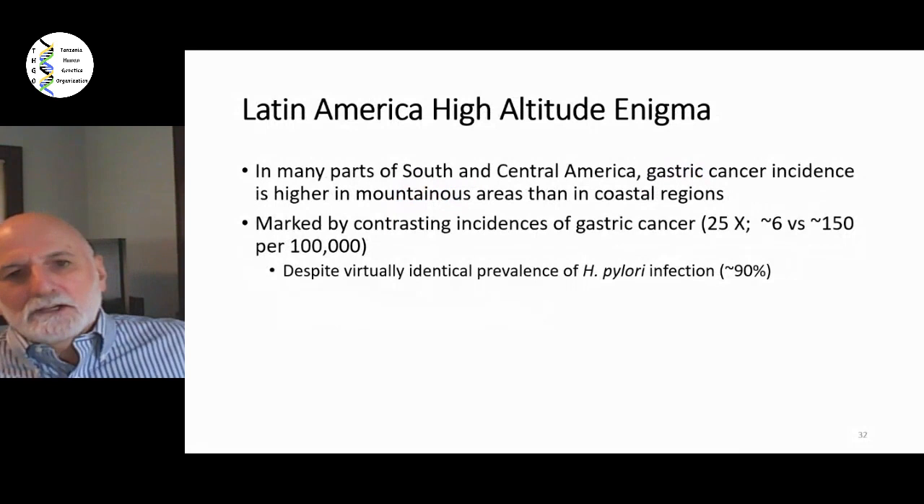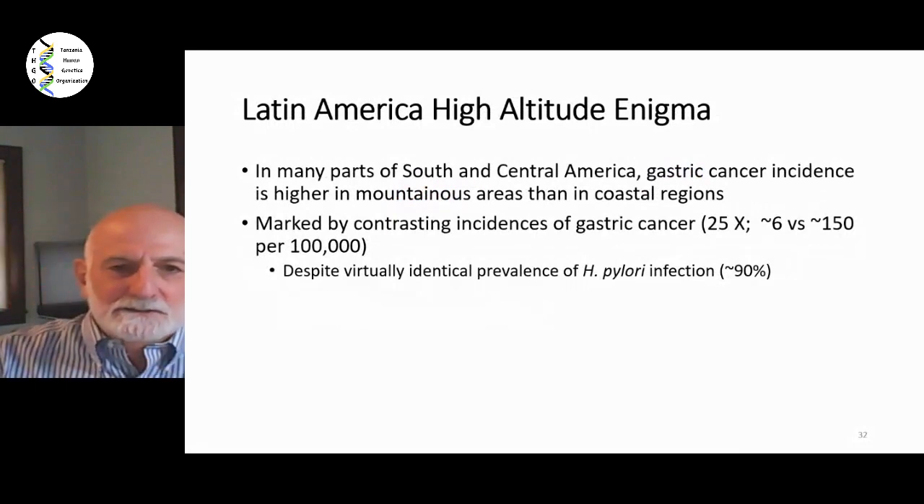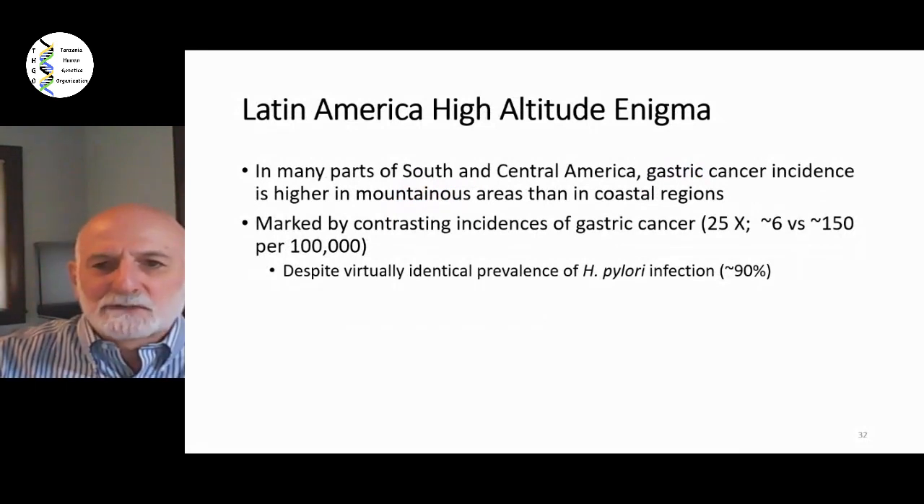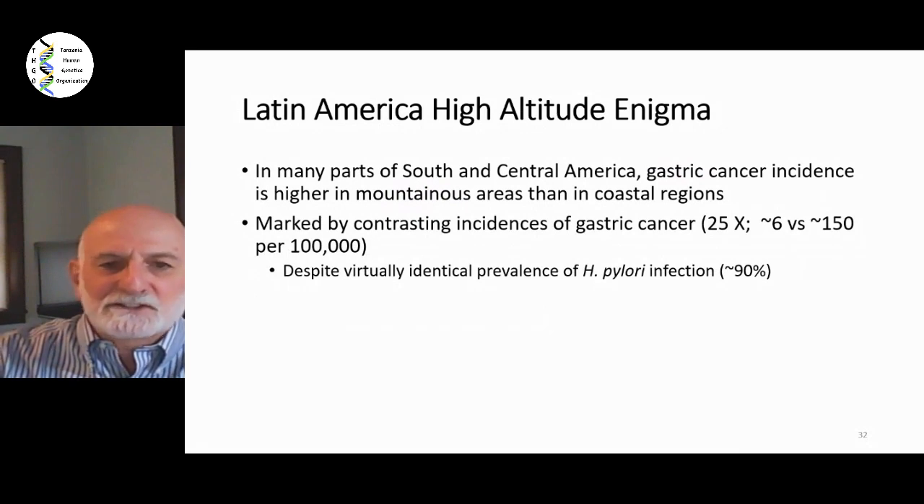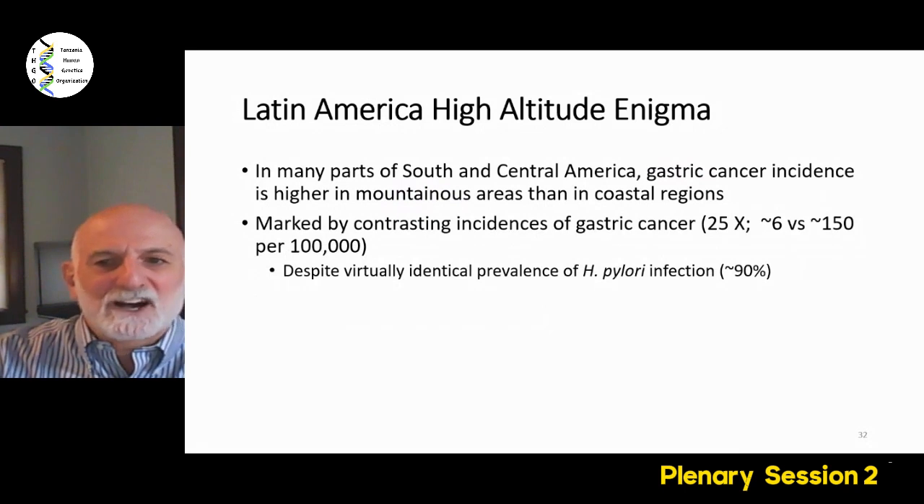So in many parts of South and Central America, the incidence is much higher in the mountains, as I said. In our population, the H. pylori infection, in the two populations we looked at, and I'll show you where they are in a second, the infection rates are about 90%. But on the coast, the incidence is about 6 per 100,000. But in the mountains, with the same infection rate, it's about 150 per 100,000. So it's a 25-fold increase in gastric cancer incidence.